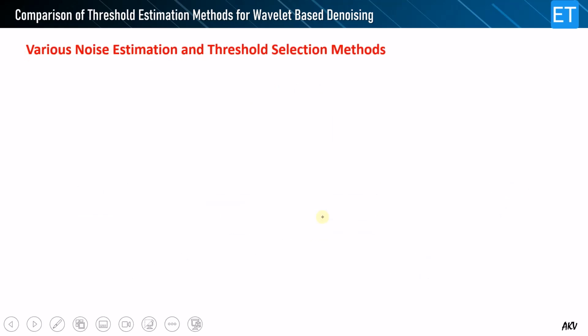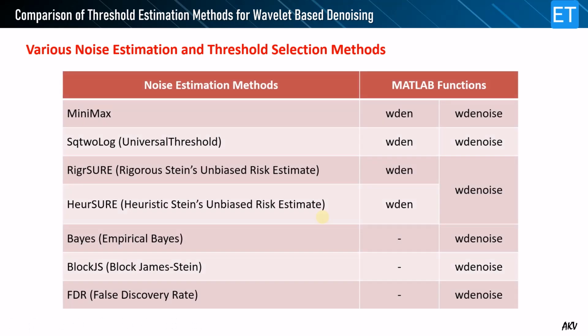And now come to the various noise estimation and threshold selection methods. This is a table which shows these methods. The first one is minimax, then universal threshold, which is also known as square root log. Then Stein's unbiased risk estimate, that is the SURE method, heuristic SURE, and then Bayes, empirical Bayes, block James-Stein block method, and false discovery rate, FDR. These are the supported Matlab functions. WDEN supports these methods, but WDEN is an old function which is not recommended in the latest version of Matlab. So wdenoise is the latest function which I will use in this current video also.